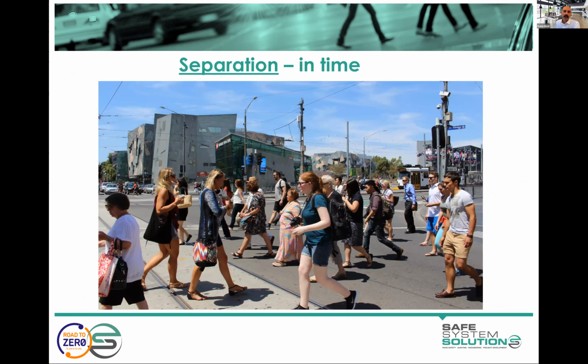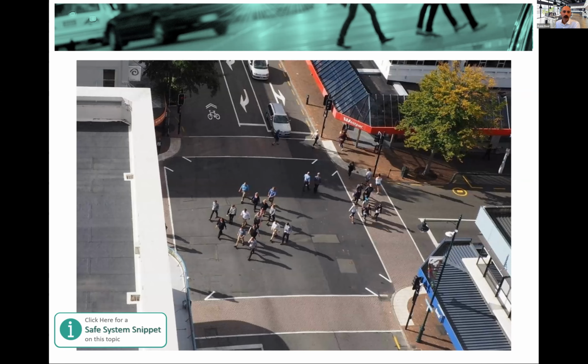Separation in time is basically road space. It's used for one time by pedestrians, one time by motorised vehicles. So, signalised crossings and the like, scramble style crossings and the like as well.